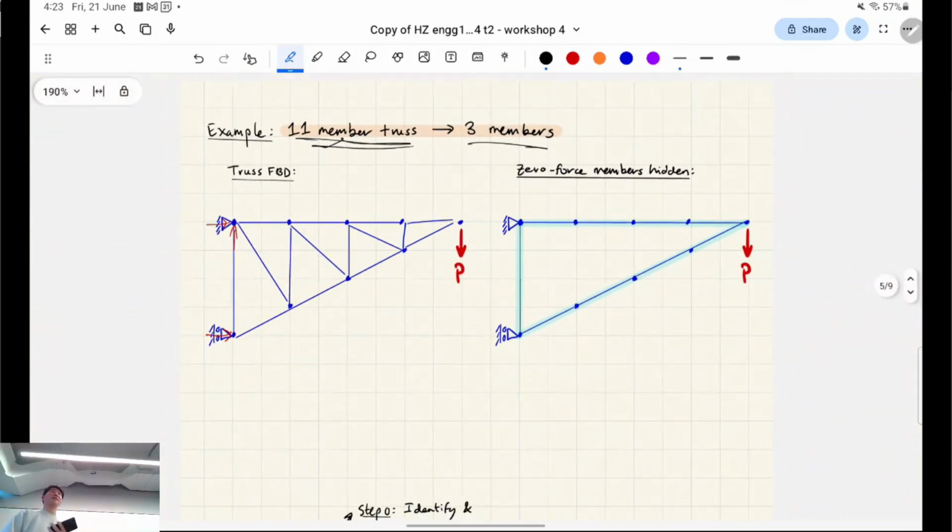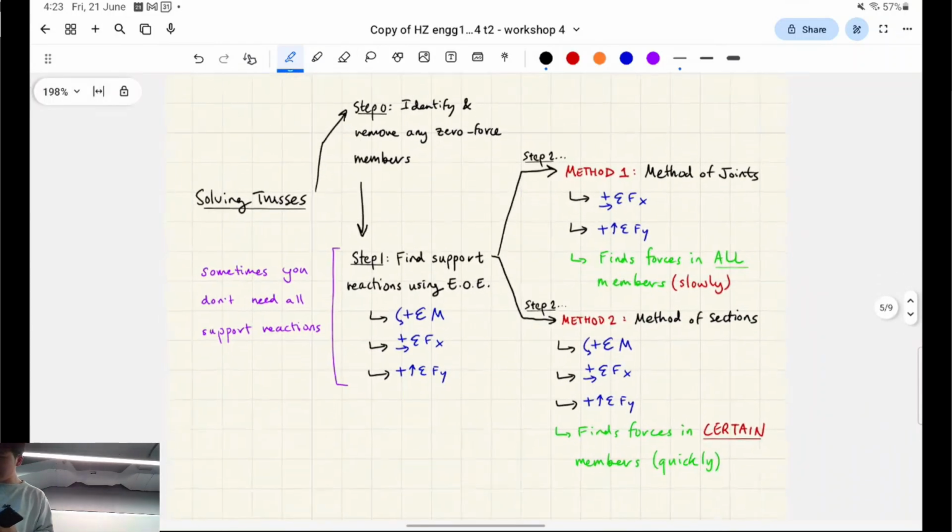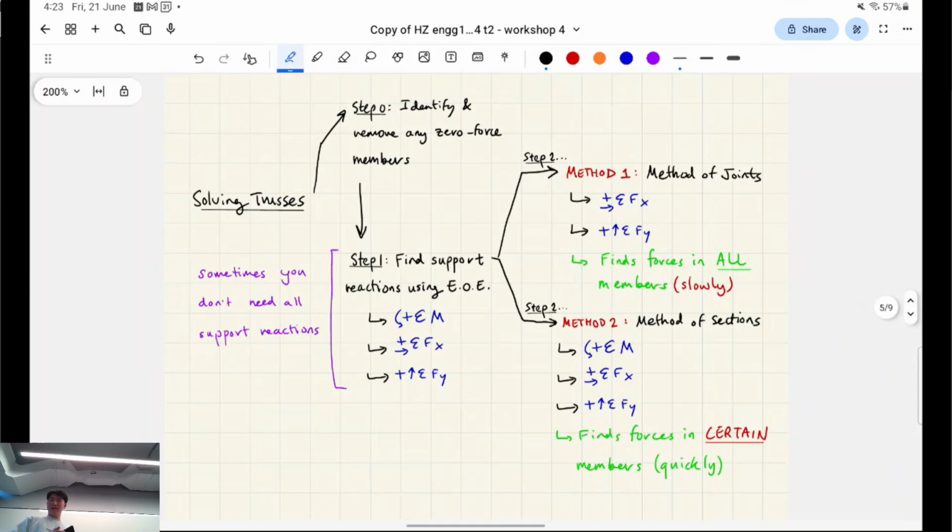Okay, everyone okay with this? Happy to move on? Cool. Okay, so let me explain to you the two methods we use to solve trusses. I'll let you absorb this and I'll turn off the lights.